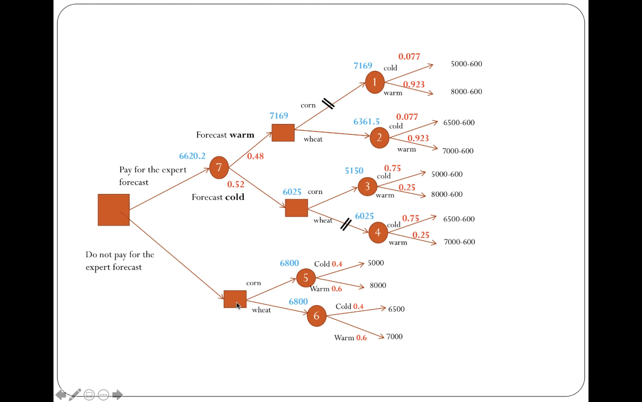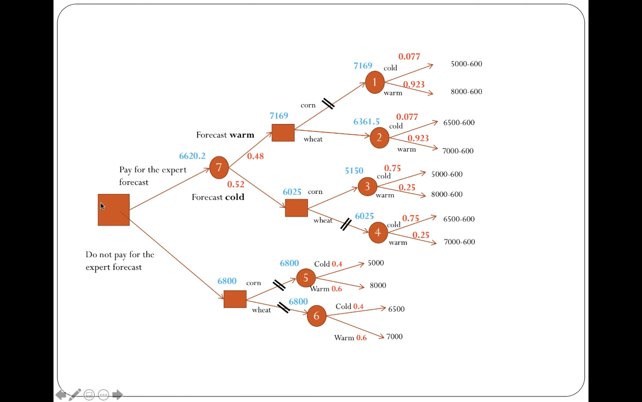If I'm ever at this decision point, as you can see, based on the expected values that we expect to observe, there is no difference between planting corn or planting wheat. Any one of them can be a good decision. And so the value associated with this decision node is 6,800.